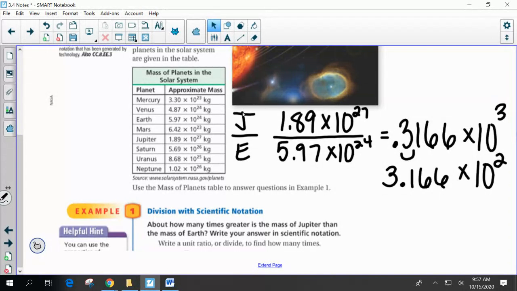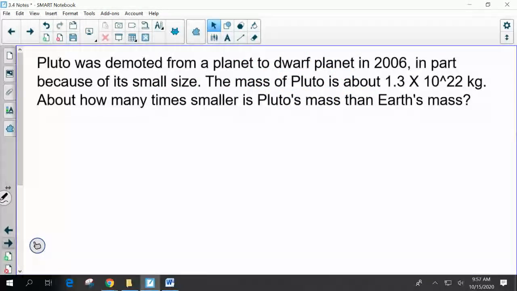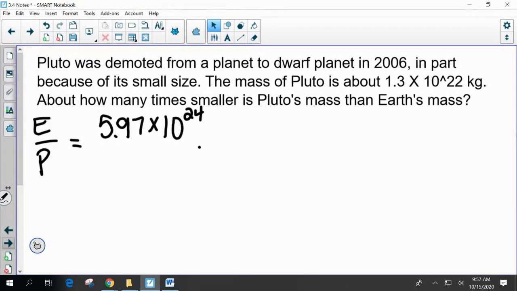Okay, so the next problem. Pluto was demoted from a planet to a dwarf planet in 2006, in part because of its small size. The mass of Pluto is about 1.3 times 10 to the 22nd kilograms. About how many times smaller is Pluto's mass than Earth's mass? So we're going to divide again. We're going to divide Earth divided by Pluto. So Earth on your chart says it's 5.97 times 10 to the 24th, and we're going to divide that by Pluto's size. So that's 1.3 times 10 to the 22nd.